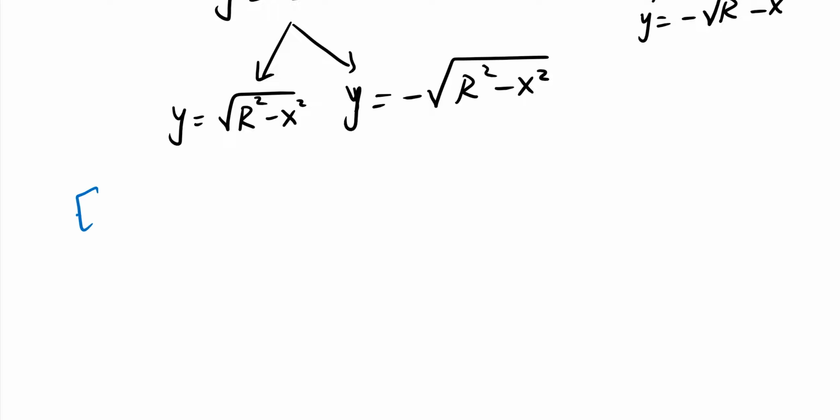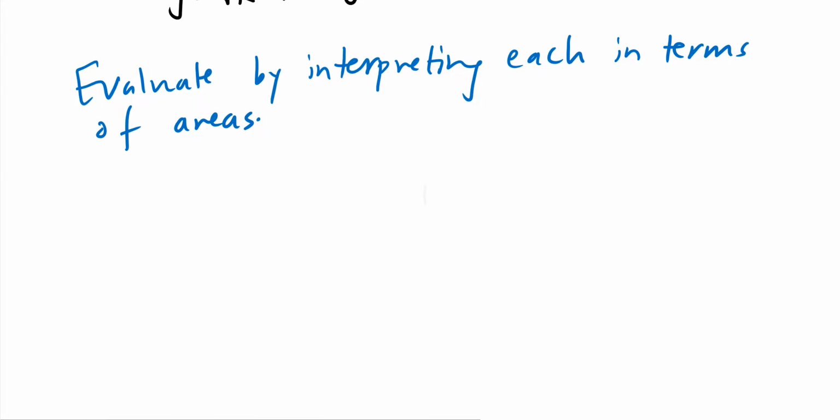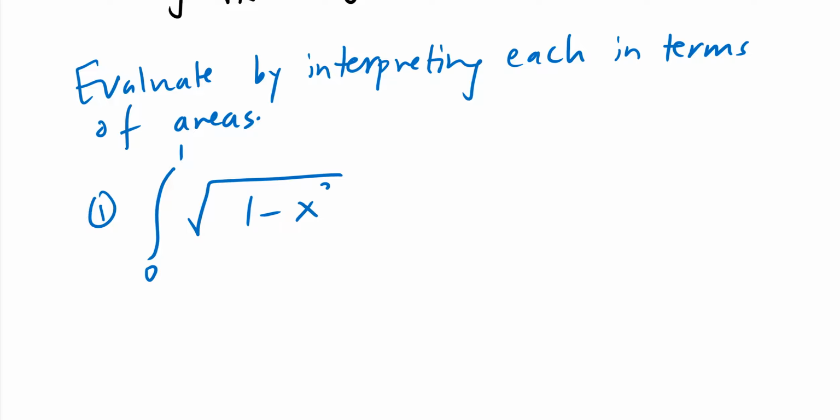Let's say we are asked to evaluate, by interpreting each integral in terms of areas. So let's say we are asked to find the integral from 0 to 1 of the square root of 1 minus x squared dx. You can do the actual sigma notation, but it will take a lot of time. But here we're going to just interpret this as an area.